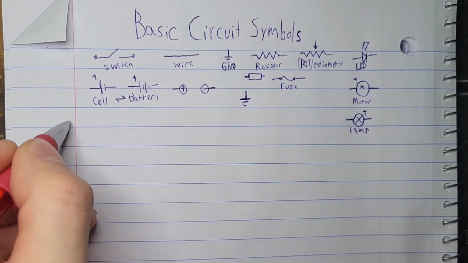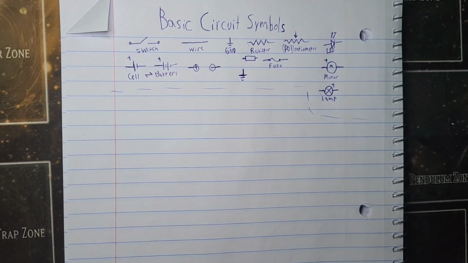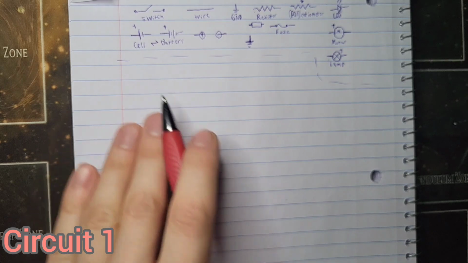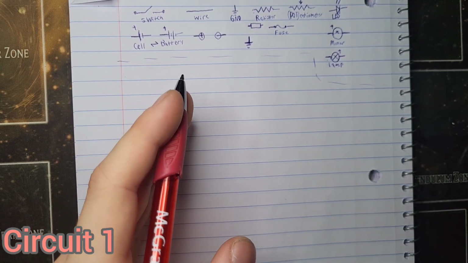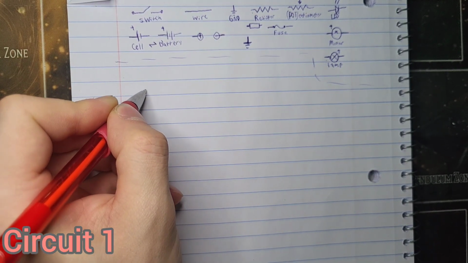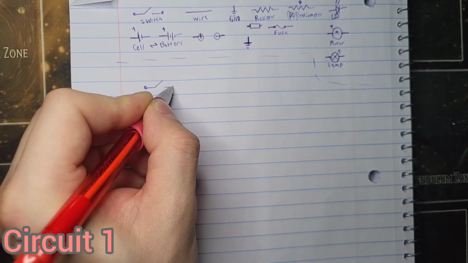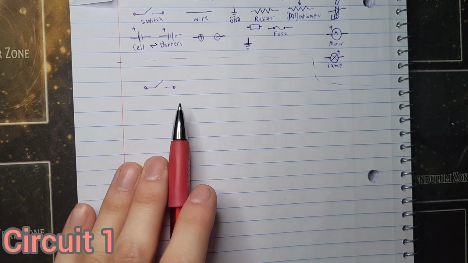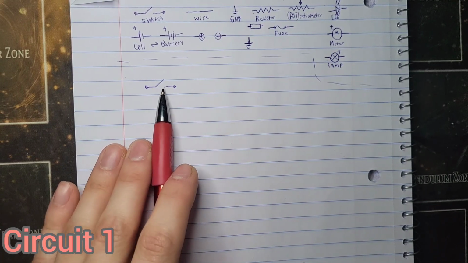I'm going to draw a dotted line for you guys to see where I'm getting these symbols from. So let's just do a basic circuit with a battery, a wire, a switch, and a resistor. Let's start with the switch. So I'm gonna do that. This circuit should be able to power on and let current through the resistor when I turn the switch on.